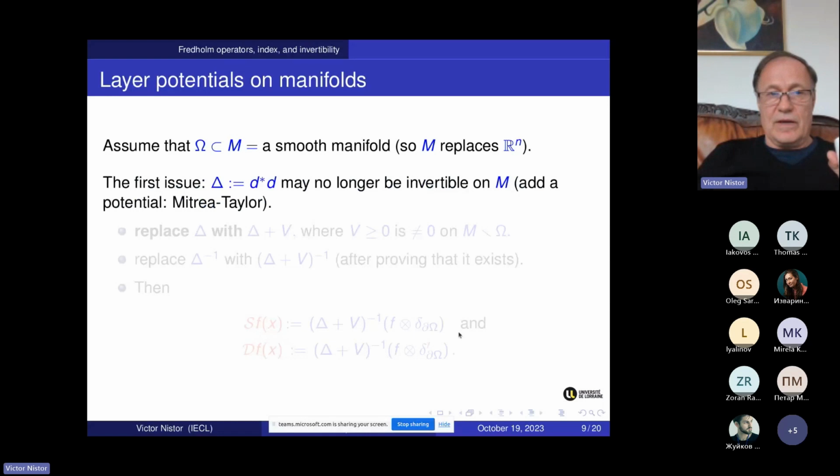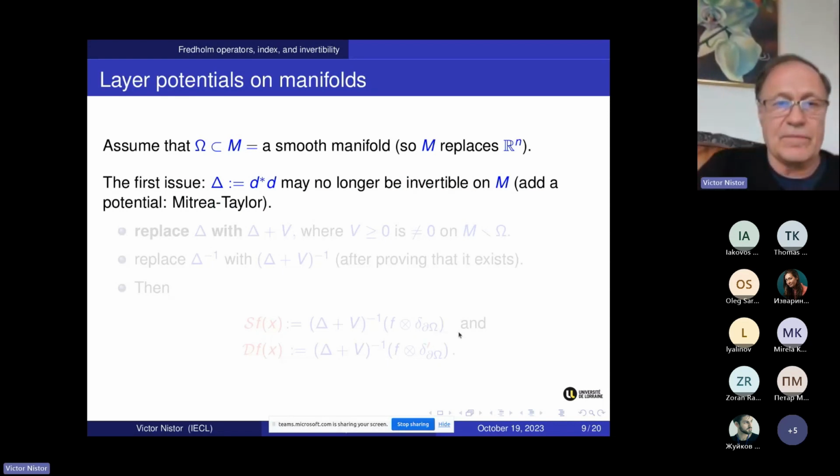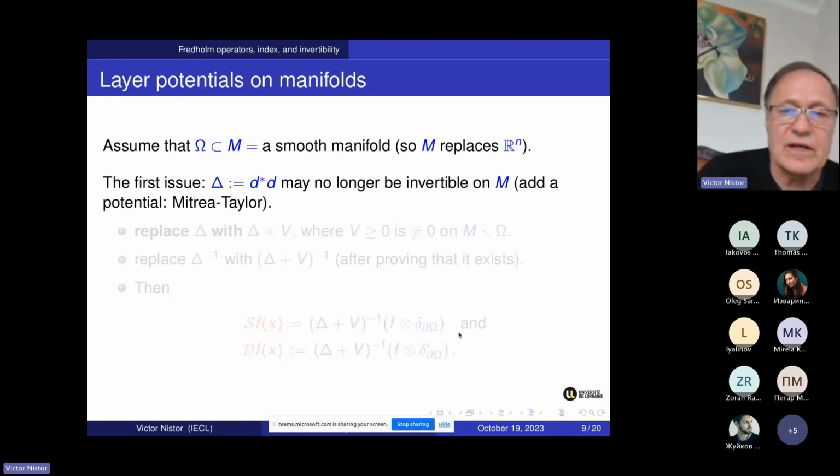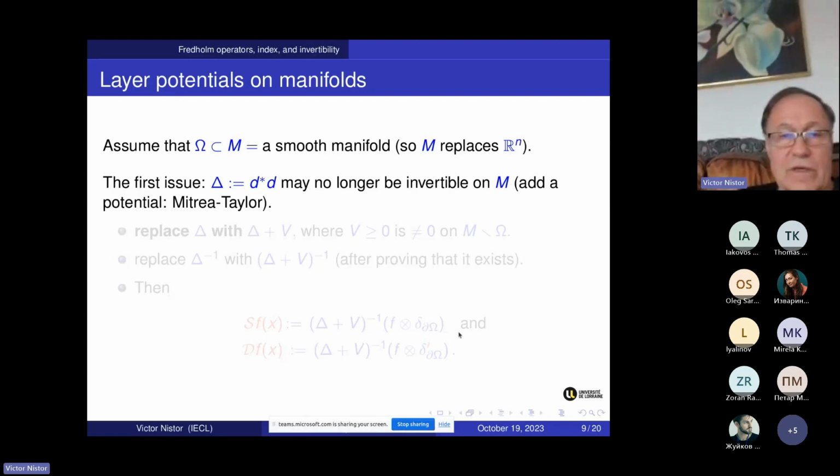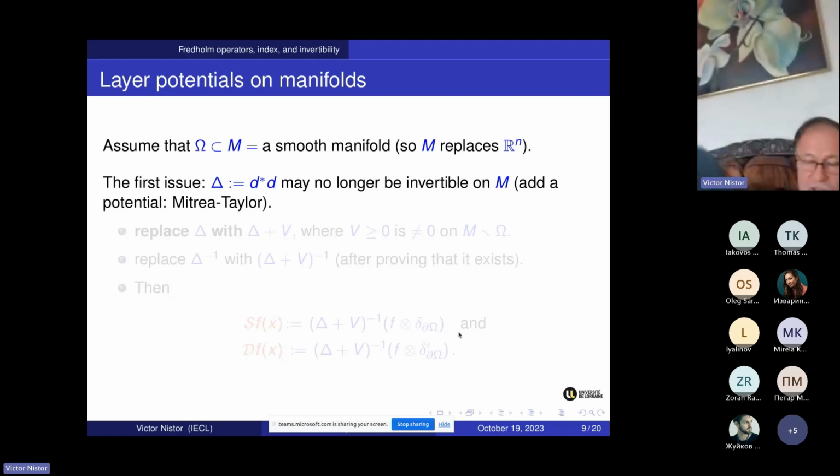So we replace Rn with M. The first issue is that the Laplacian will generally have a kernel. If the manifold is compact, it will have a kernel, the constant functions. So how can we proceed then? Well, we'll use a trick.